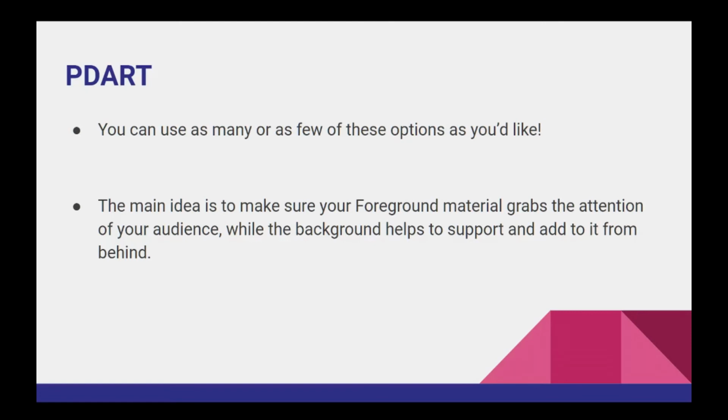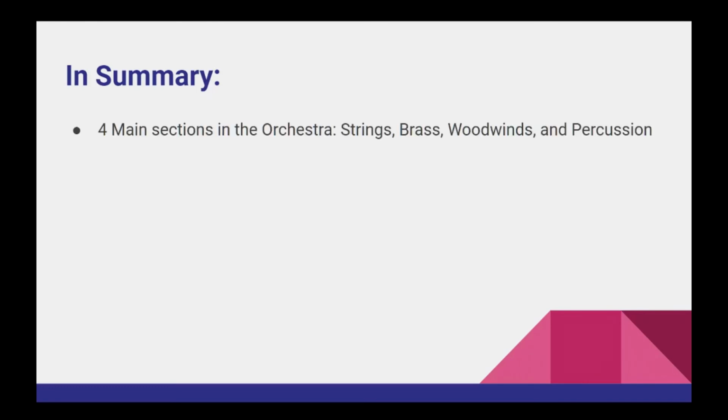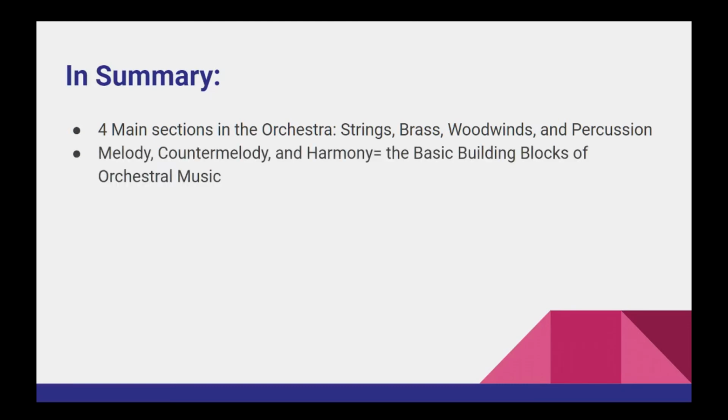So, just to recap, there are four main sections of the orchestra. There's the string section, the brass section, the woodwind section, and the percussion section. Each of these sections work together to provide the three basic building blocks of orchestral music. There's melody, countermelody, and harmony. Rhythm and texture are also both important traits, but they can be found inside each of these main building blocks.